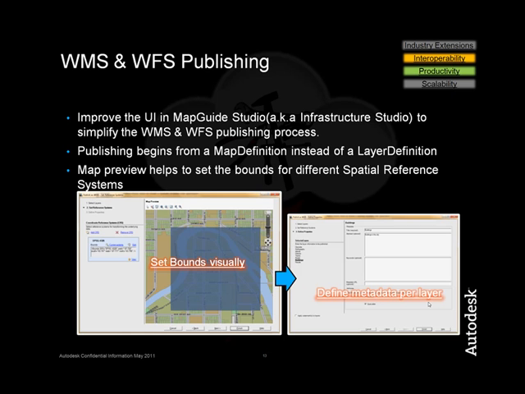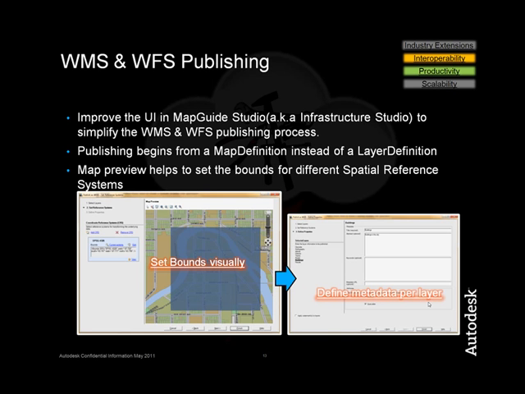Another enhancement is to publish in WMS from a map definition instead of a layer definition. In the previous release, when publishing in WMS, you had to define parameters for each layer individually. If you have many layers, for example hundreds of layers to publish to WMS, it would be very tedious work.